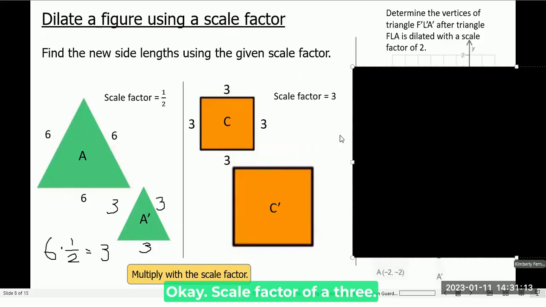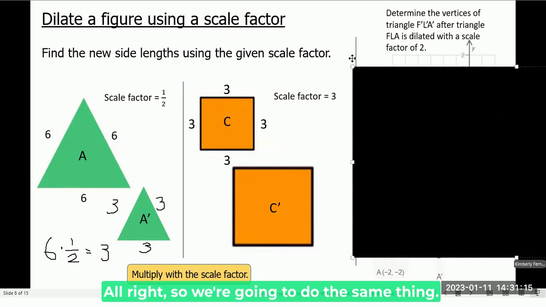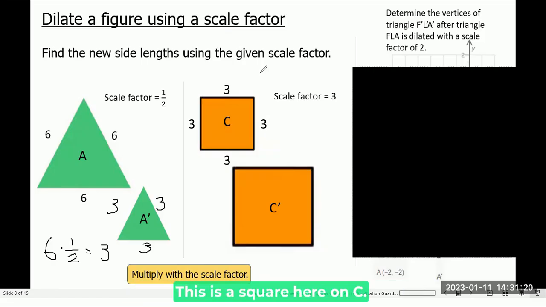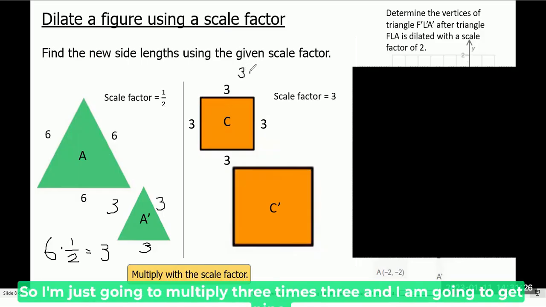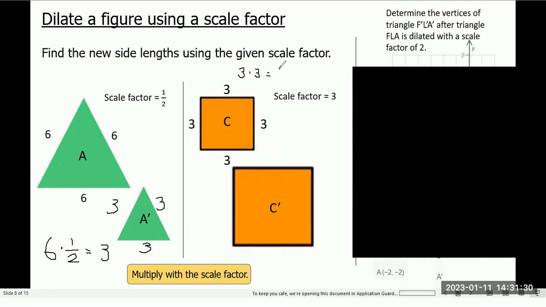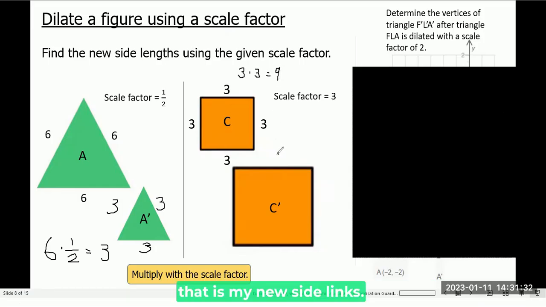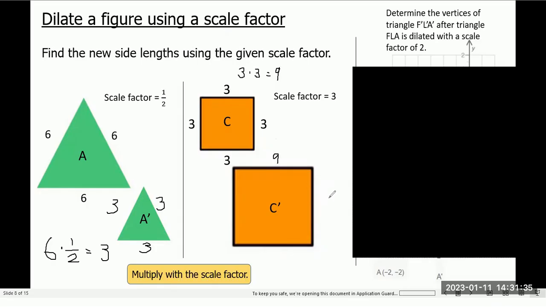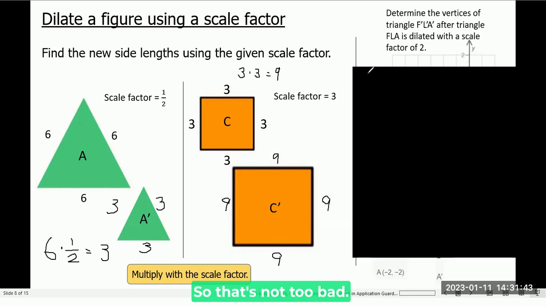Scale factor of 3. We're going to do the same thing. You're multiplying with the scale factor. This is a square here on C, so all my sides are 3, which is nice. So I'm just going to multiply 3 times 3, and I am going to get 9. So that is my new side lengths. All right, that's not too bad.